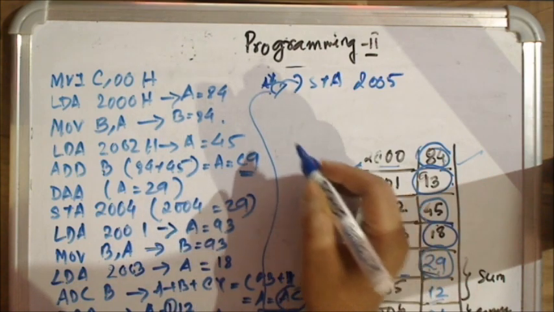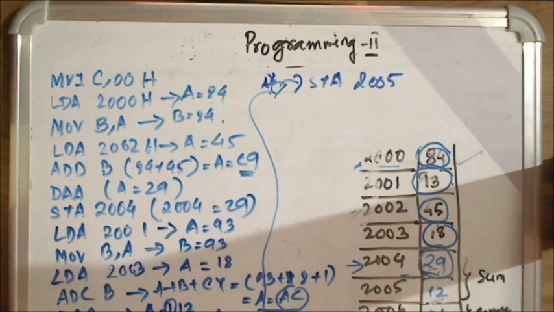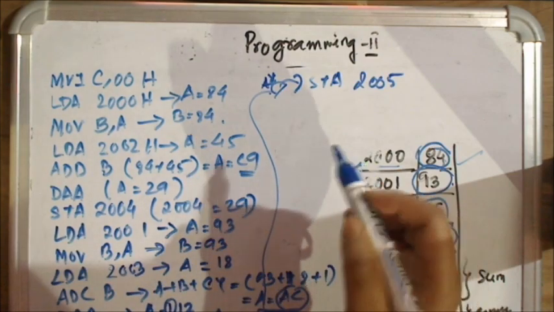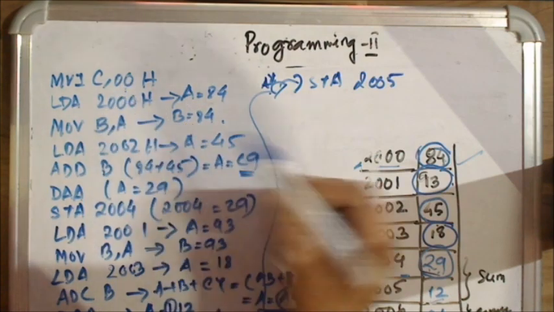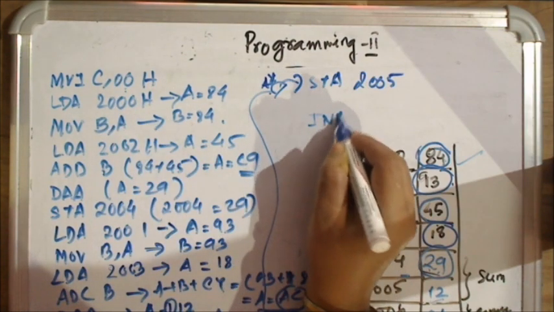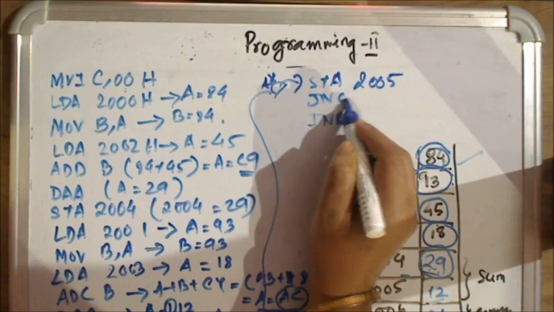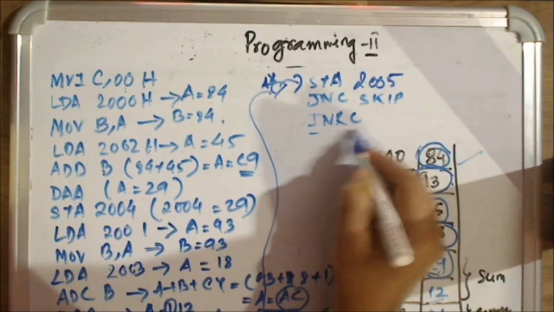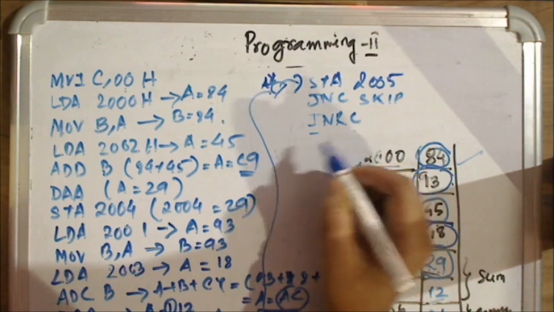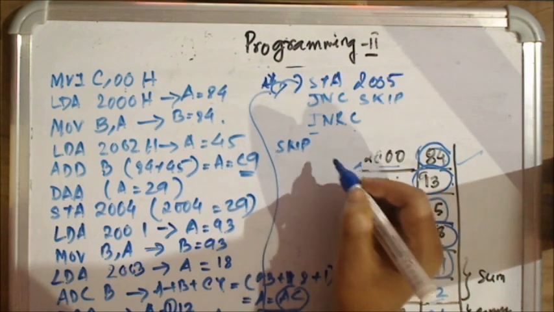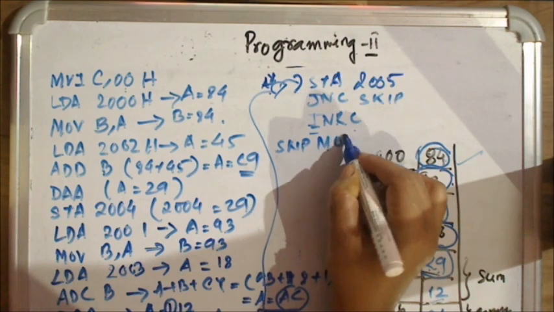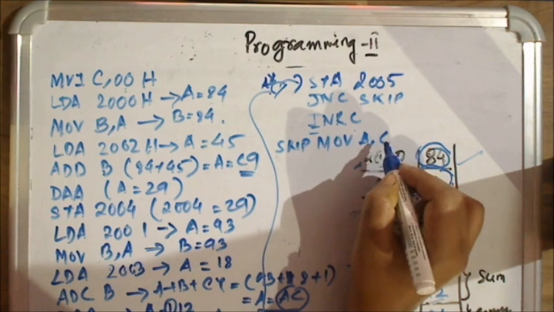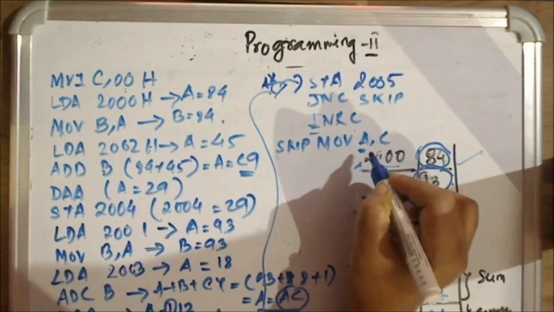Now if there is any carry after this addition, we have to take care of the carry that was generated at the last addition. So if there is a carry, we will increment this C register. So INR C. But if there is no carry, we will skip this step INR C. So jump if no carry to skip. Okay, so in skip what we will write? Move A comma C. So whatever is the status of C will be copied to A.